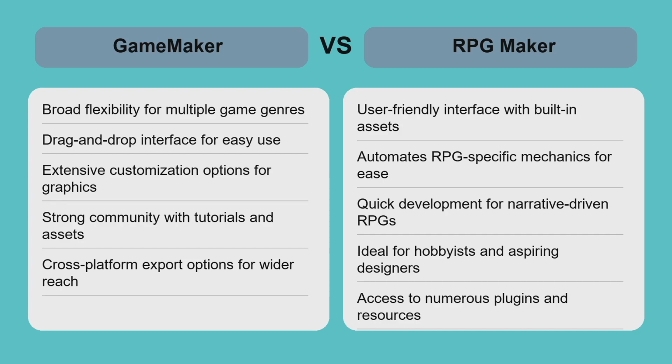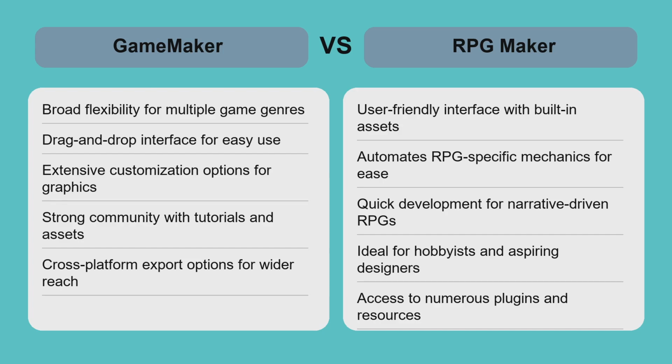Comparing GameMaker and RPG Maker highlights a trade-off between versatility and specialization. GameMaker excels when creating diverse 2D games with custom mechanics but demands more programming skill and investment for advanced features. RPG Maker streamlines RPG development with ready-made systems and assets, making it faster to produce story-rich games without coding, but it limits creative freedom outside the RPG genre.